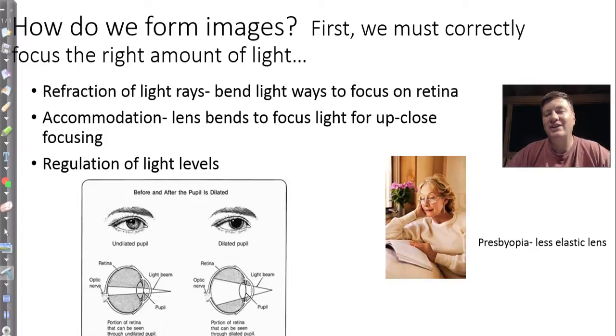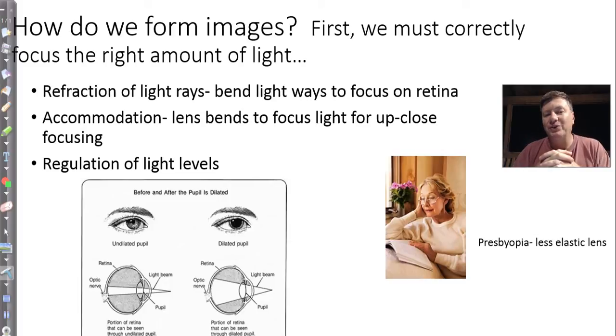So refraction is the bending of light rays. They bend mainly through the cornea and also through the lens. And if everything goes well, all the images, all the points of light, if you will, are going to line up on the retina at the same point at the same time, and therefore we can focus that.